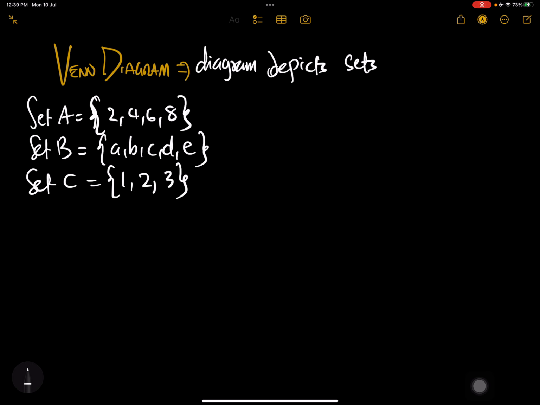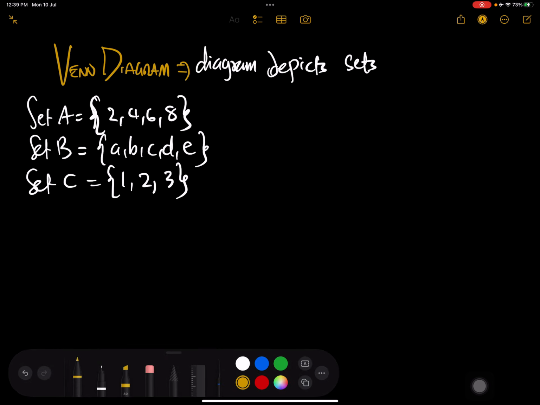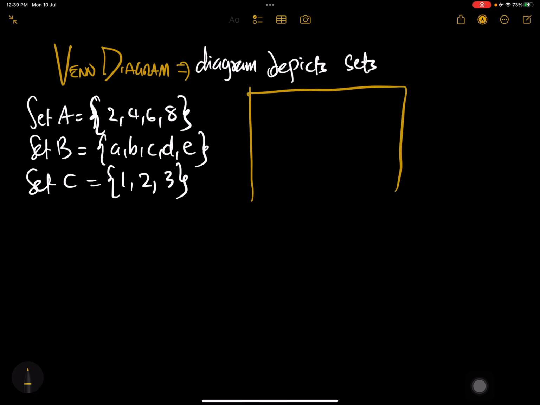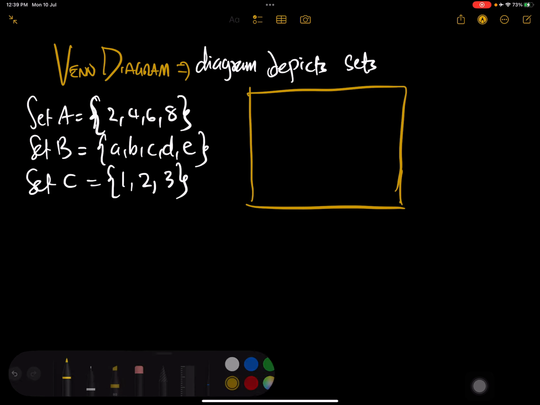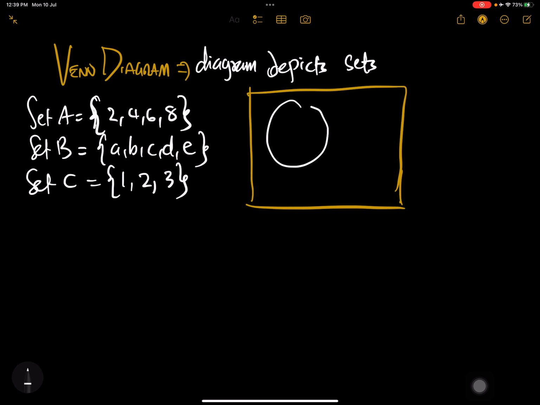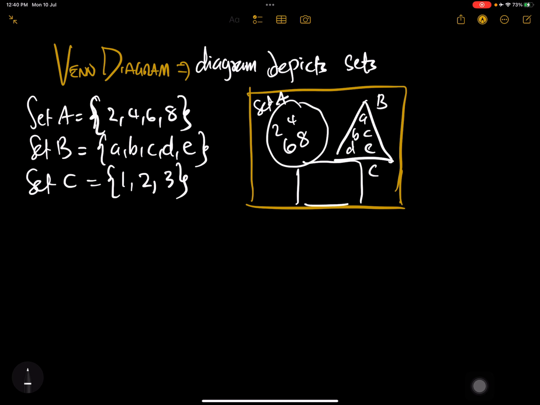We can put them in a Venn diagram like this, where set A is here, and set A has 2, 4, 6, and 8 inside. We can have a triangle for set B, which has A, B, C, D, and E, and then a square for set C, which has 1, 2, and 3. That gives us a Venn diagram depicting what we intend.